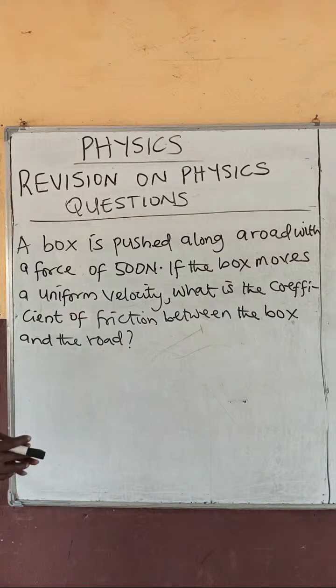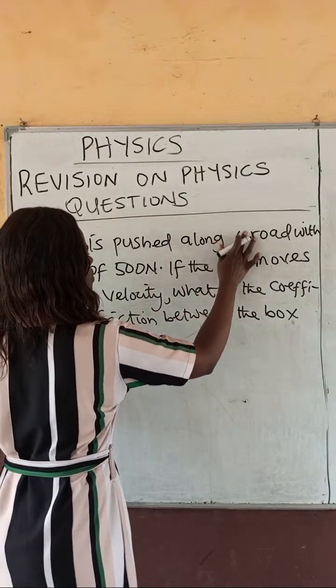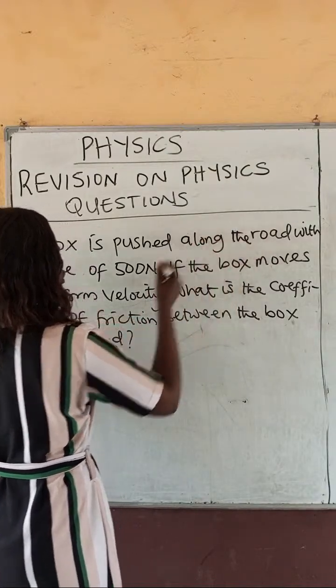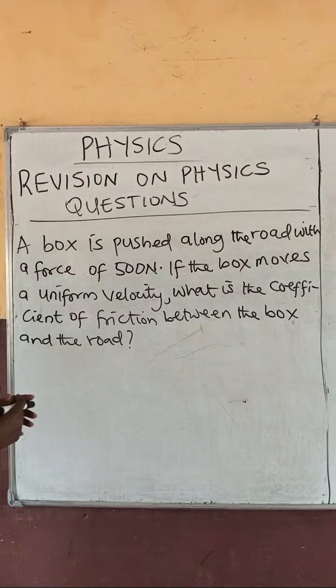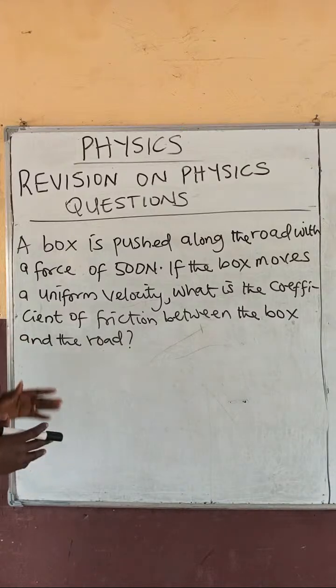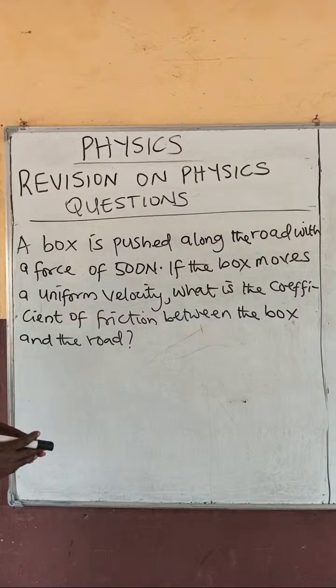All right. Have we looked at this question on the board? A box is pushed along a road with a force of 500 newtons. Let me check the question well. It should be along the road. If the box moves with a uniform velocity, what is the coefficient of friction between the box and the road?